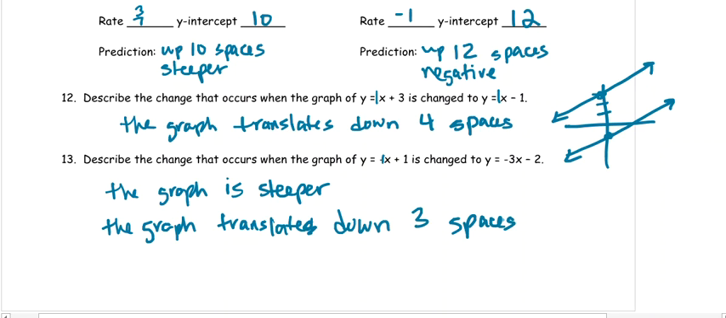I really hope you understand how a graph changes just by looking at it, looking at the rate, the slope, and the y-intercepts. If you have any questions, as always, let me know, and I can help you out with these lessons. Bye!